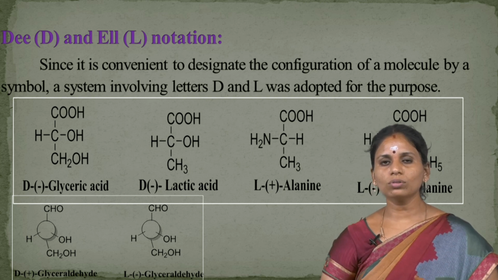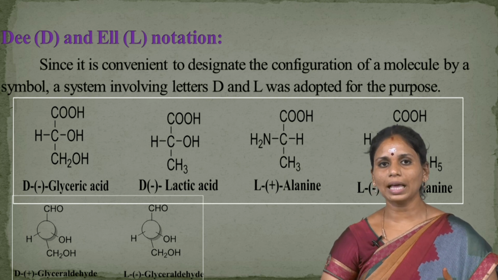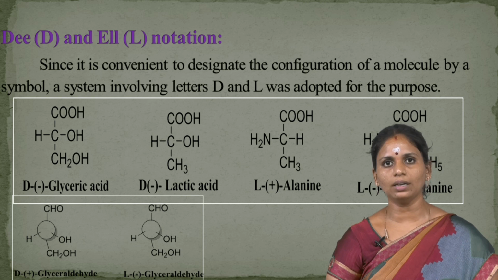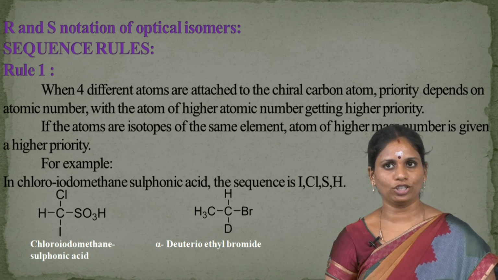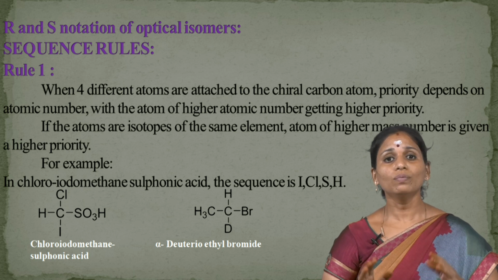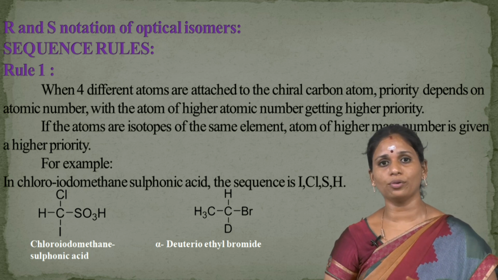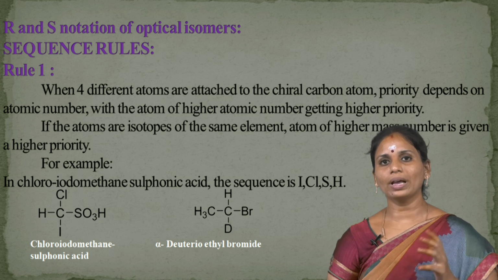Here, certain rules are there. For example, D means dextro, L means levo. These things we have seen already. Coming on to a few other notations, that is the RS notation of the optical isomers. We have to follow certain sequence and rules. What are the rules? We have to see.